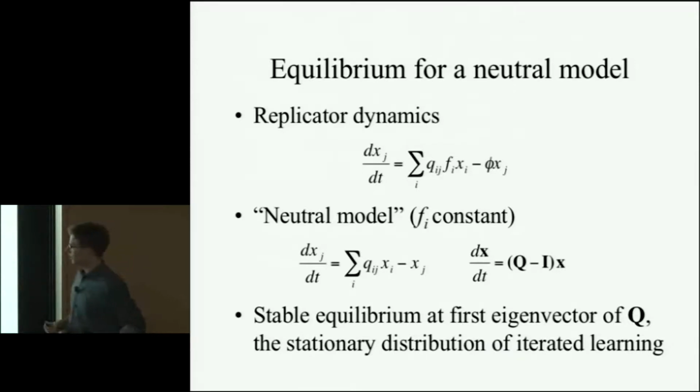asymptotically large amounts of time, we can work out what that equilibrium will be. And you can see this because the equation that we end up with is just a linear equation that is straightforward to solve, and you can show that the stable equilibrium of this process corresponds to the first eigenvector of this Q matrix, which sounds a little complicated, but it actually also just corresponds directly to the stationary distribution of that iterated learning chain that I showed you before.